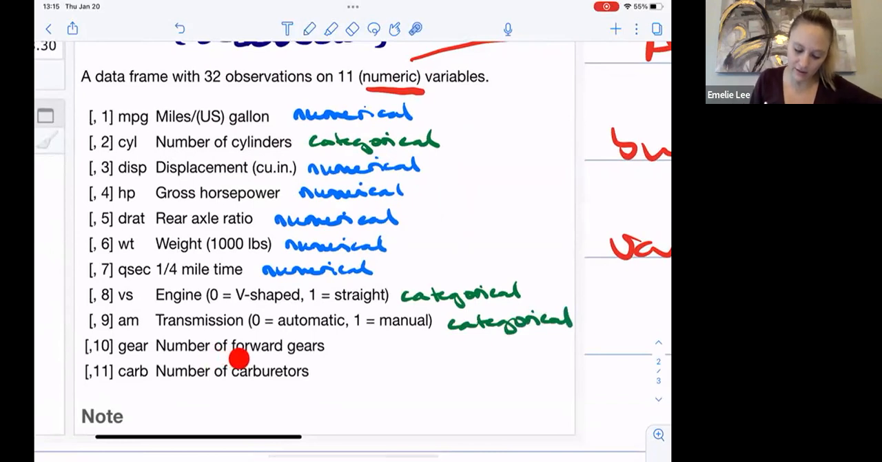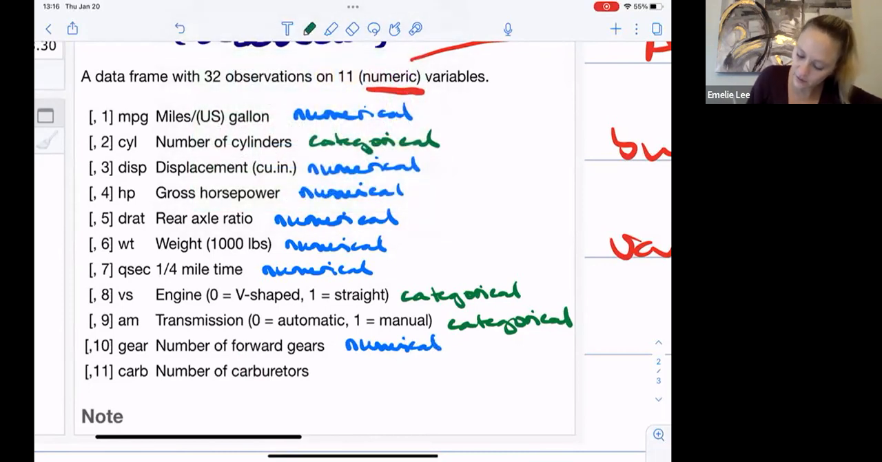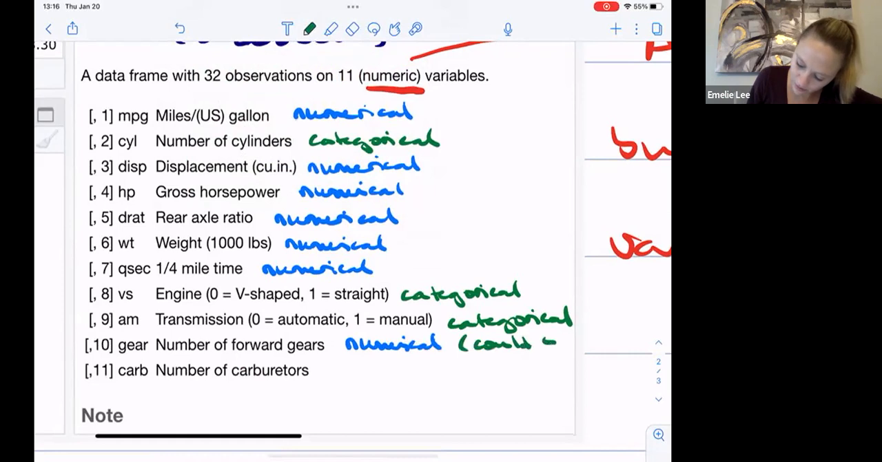The gear is the number of forward gears. Now, here's where I think we could maybe argue it either way. Does it make sense to talk about the average number of forward gears? Yes. Are there only so many, right? So we could treat them as categorical. Yes. I would say probably let's treat it as numerical, or it could be categorical.